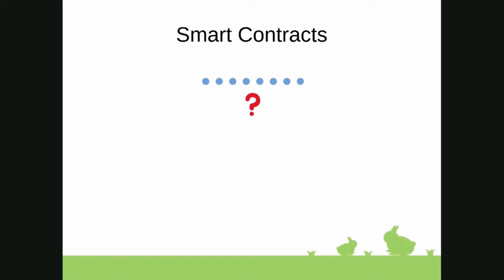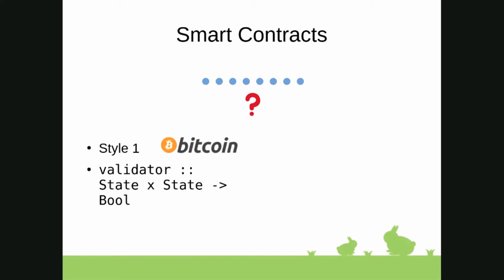And there are two styles of defining whether it's valid to compose the two chains. The first style is the one from Jamie's talk about unspent transaction outputs, which is the style originating from Bitcoin, where we define whether two states can fit together by defining a validator function that takes two consecutive states and returns a boolean whether they fit together or not.